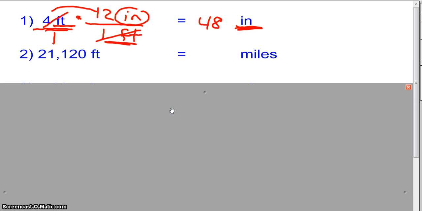21,120 feet is how many miles? Okay, so once again, we need to multiply by a conversion factor. What word are we trying to get rid of here? Chris? Feet. So where will that go in our factor? Good, so we start by putting that there. What word are we trying to get to here? So where does that go? On the top, or the numerator. Good. Okay, so now we look at how we set that up and we say, how many feet are in 1 mile?